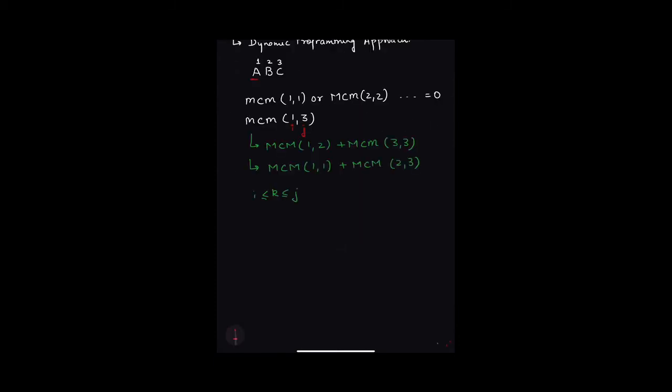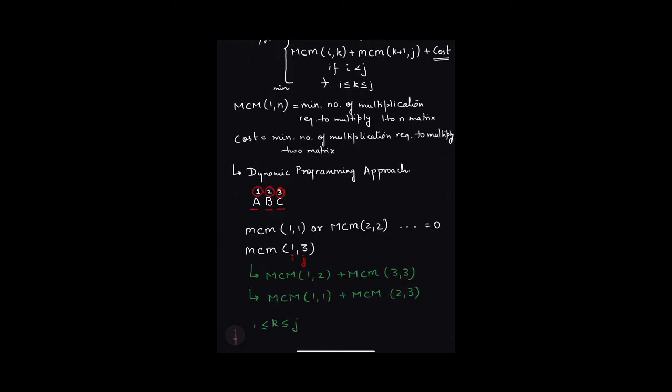In this example, you can see I'm having three matrices. I'm saying A is the first matrix, B is the second matrix, and C is the third matrix. So according to this formula, if the value of i and j are equal, then the answer is 0. This is because zero multiplications will be required as it is just one matrix. So if I write MCM of 1, 1, it means we are multiplying A with A. So basically, there is just one matrix. I'm not multiplying anything in it. Similarly, this will be B, B and the value will be 0.